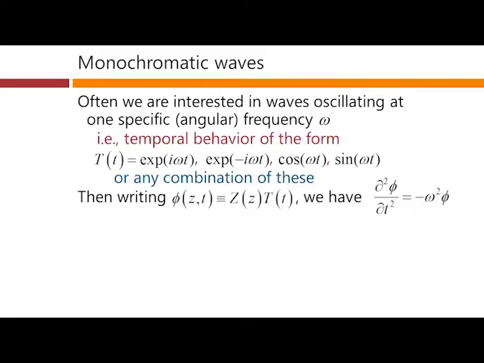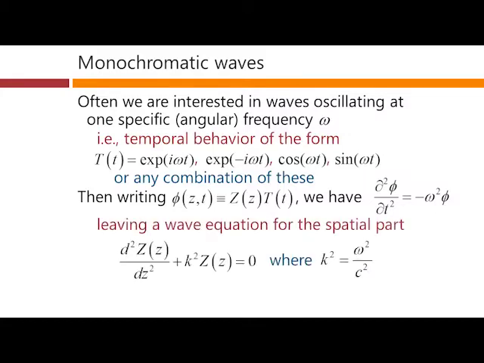So we can write this wave, if we're presuming that it's going to be monochromatic, as some product of the variation in z times the variation in t. And if we do that, again on the presumption that we're dealing with a monochromatic wave, then no matter what combination of these we might have, d2 phi by dt squared would just be minus omega squared phi. And putting that into our previous wave equation would leave us with this wave equation here, which you see is only spatial.